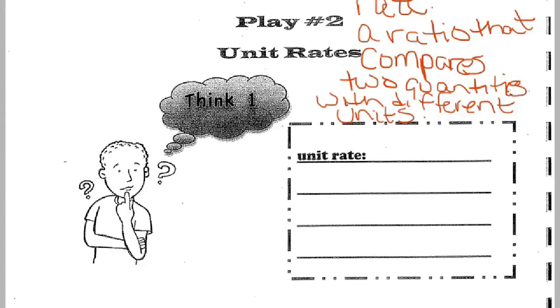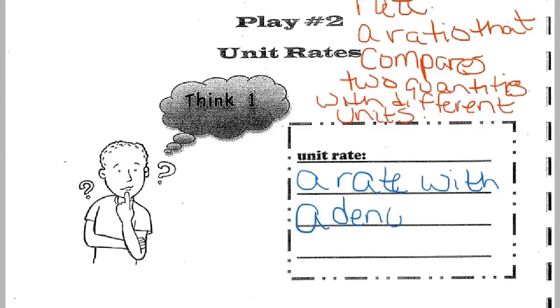Okay, now you might be saying, okay, that's neat, but what is a unit rate? A unit rate is a rate with a denominator of 1. Of 1. That's all that a unit rate is, and we're going to get into some examples of that.